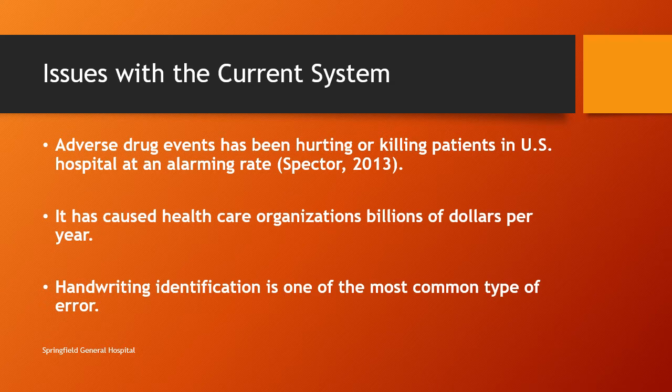Drug identification has been identified as one of the most common types of error labeled under adverse drug events. Fortunately for us, there have been advancements in technology that will help us with this.